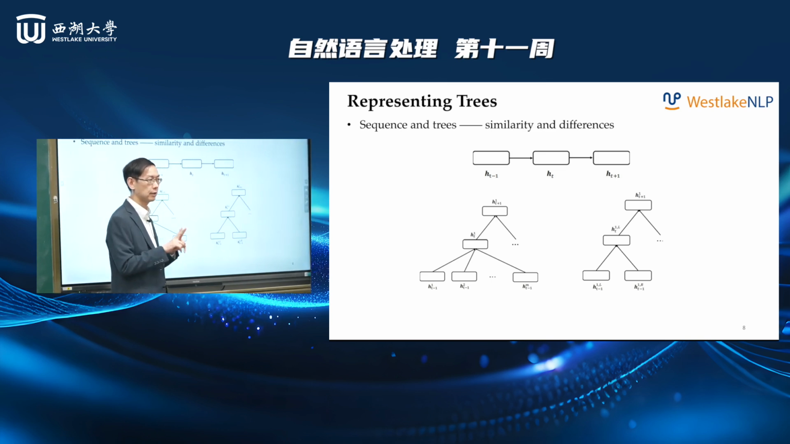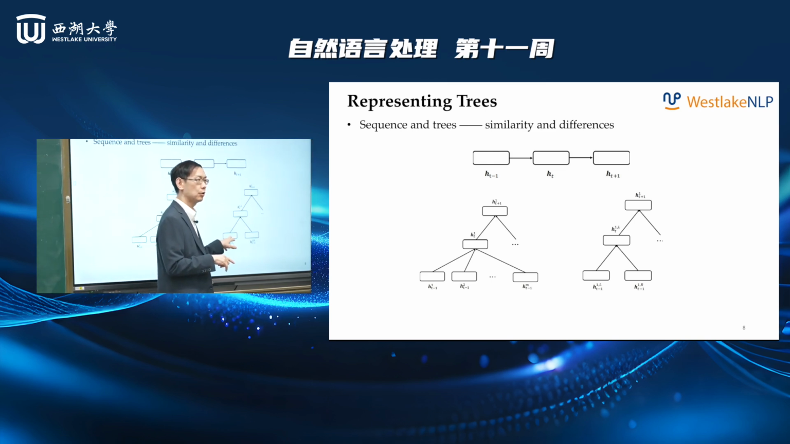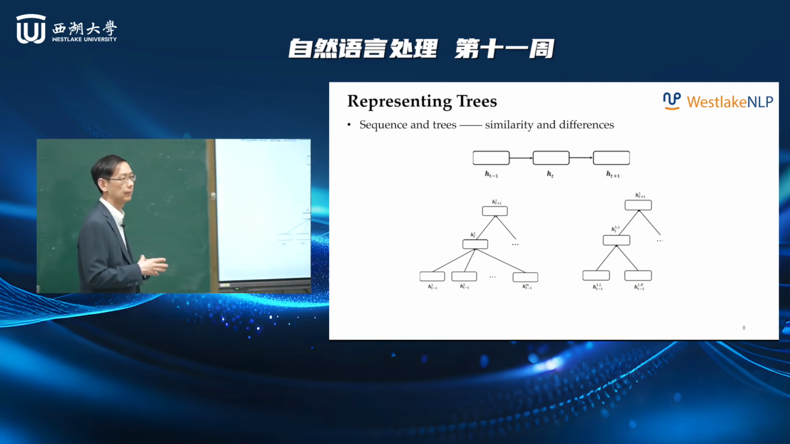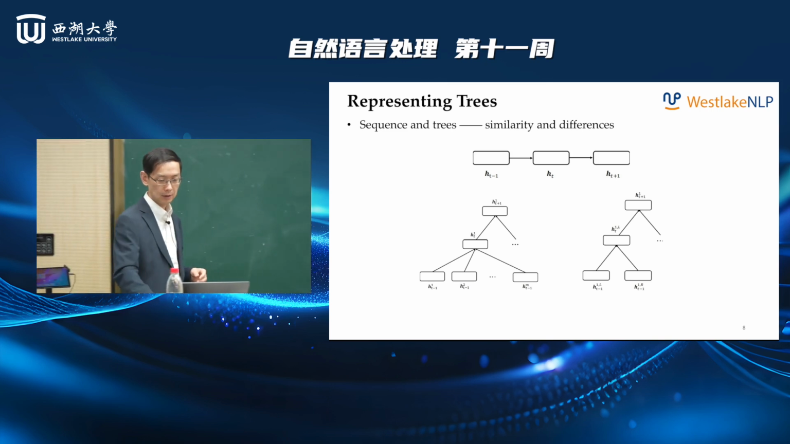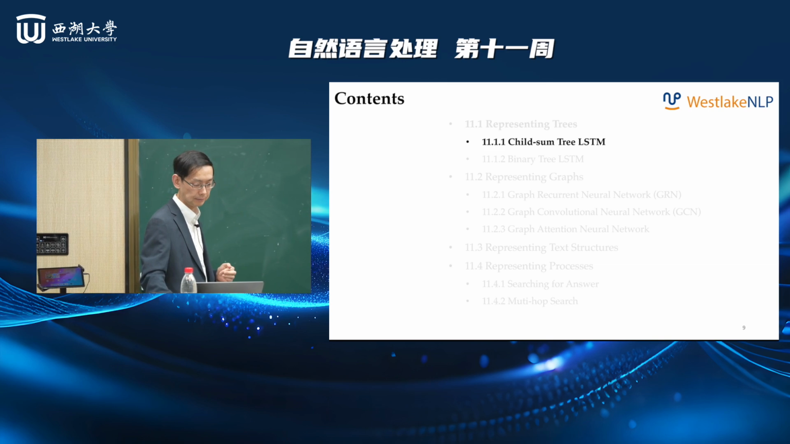Take a binary tree, for example. If the number of children is fixed, then we can extend the RNN step and make sure that each child in the n-way branching node can be differentiated. Okay. So let's first look at the child-sum tree LSTM.